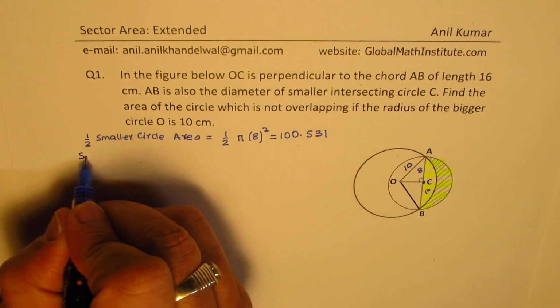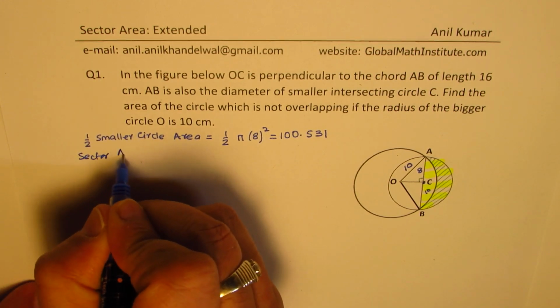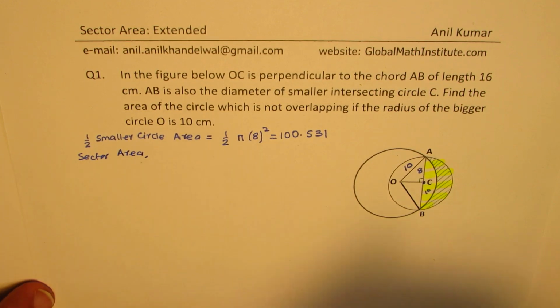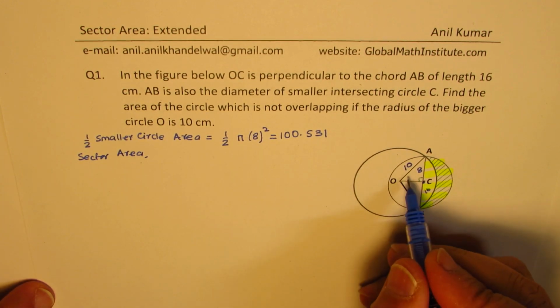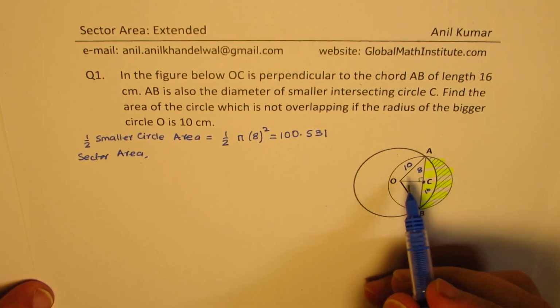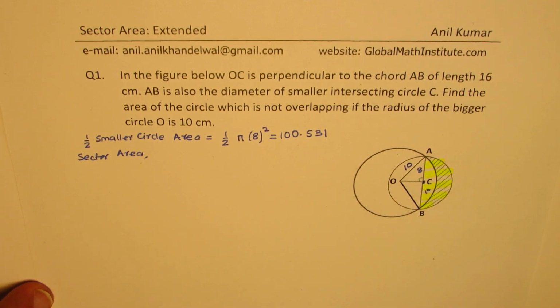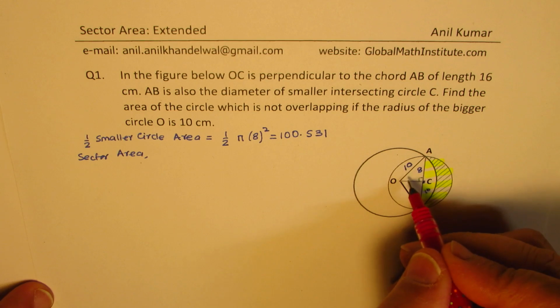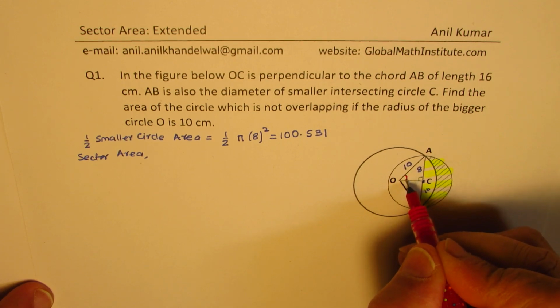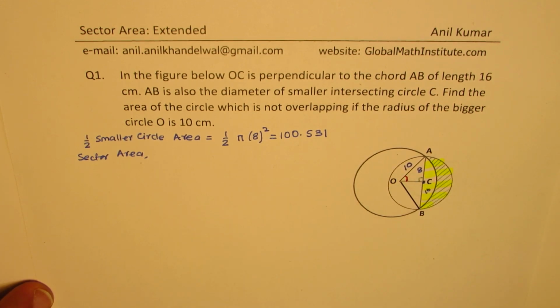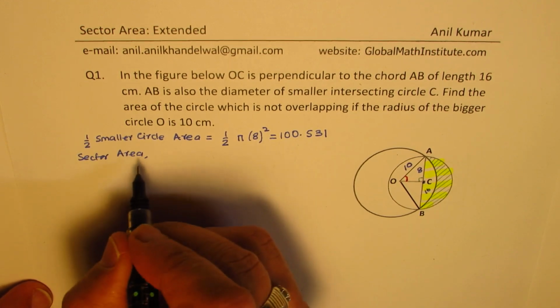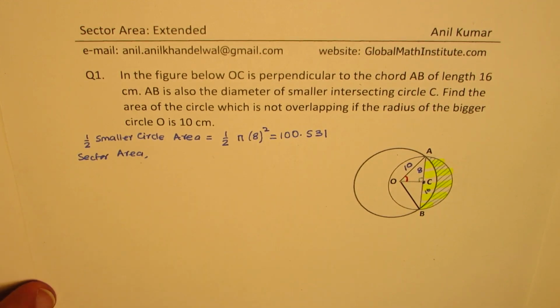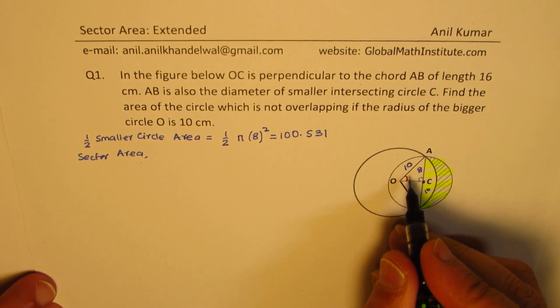So sector area for this circle. Now we don't know the angle, so we need to figure out the angle. Angle is not difficult since we are given opposite and hypotenuse. So we can find this angle first and then the subtended angle, which will be twice. So sector area will stop here, but we'll figure out what this angle is.